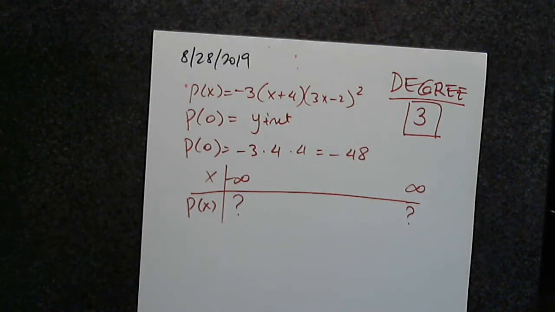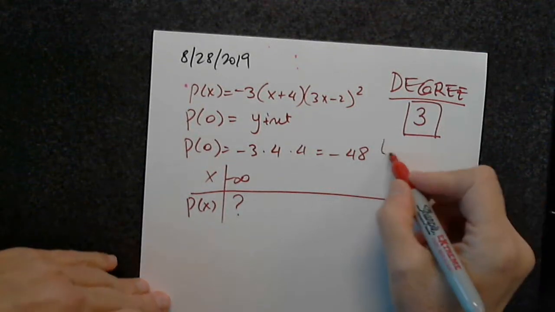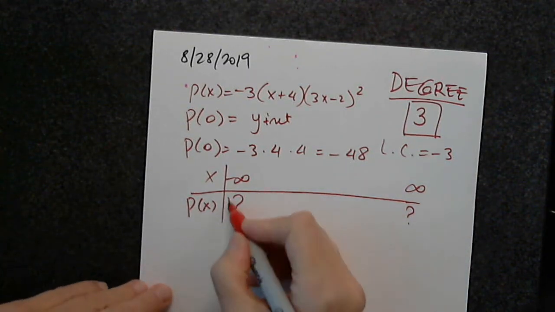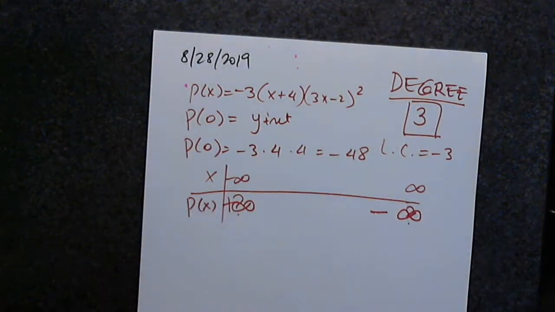Now I have to identify the leading coefficient. If the leading coefficient is positive, it goes from negative infinity to positive infinity. If the leading coefficient is negative, it goes from positive infinity to negative infinity. Can anyone identify the leading coefficient for us? The leading coefficient equals negative 3. So is it this or this? This one: from positive infinity to negative infinity. That's the end behavior of the function. It's based on the degree and the leading coefficient.